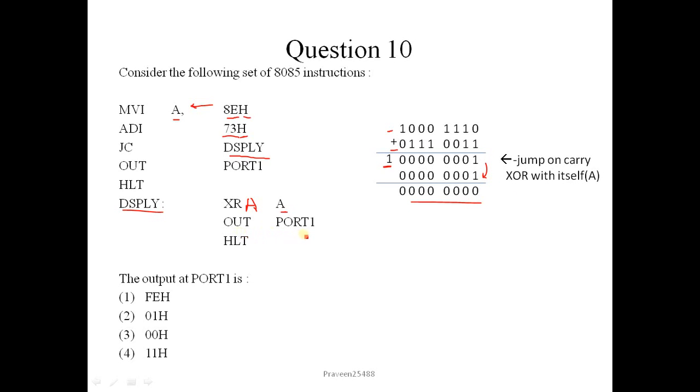OUT port 1. Here the data in the accumulator will be placed on the port, and HLT is the stop of the program. So the output at port 1 will be 00. So the correct option is 3.